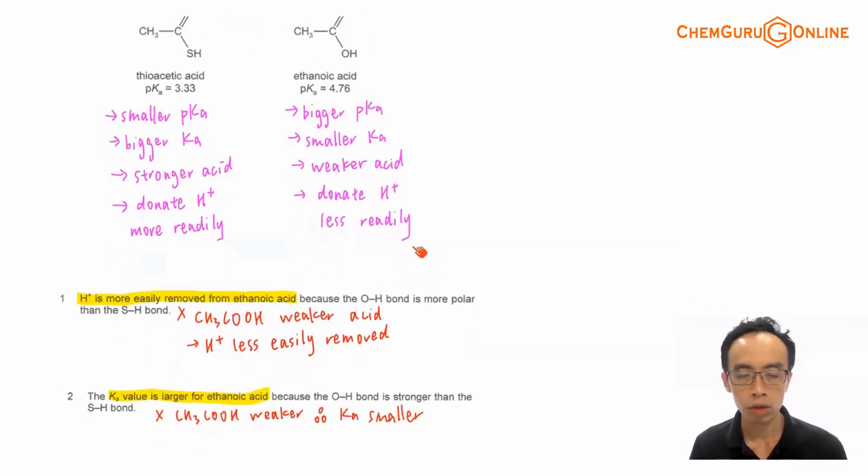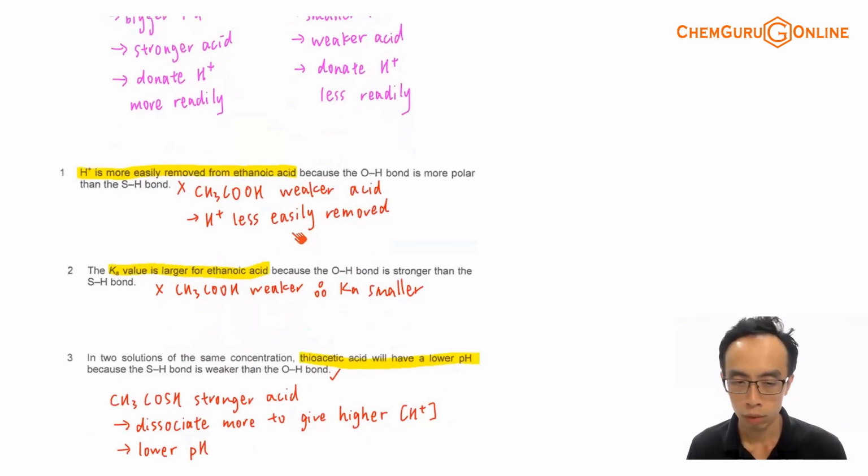So with this in mind, let us consider each of these options. Statement 1: H+ is more easily removed from ethanoic acid because the OH bond is more polar than the SH bond. If you look at the first portion, straight away this is not true, because we have already concluded based on the pKa value that ethanoic acid is a weaker acid. Comparing the tendency to dissociate and donate H+, we expect ethanoic acid to be weaker, and it should be harder to release H+. So H+ should be less easily removed from ethanoic acid. Statement 1 is not true, so it's not what we want.